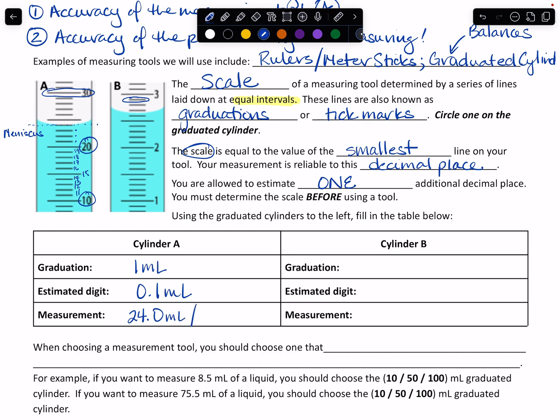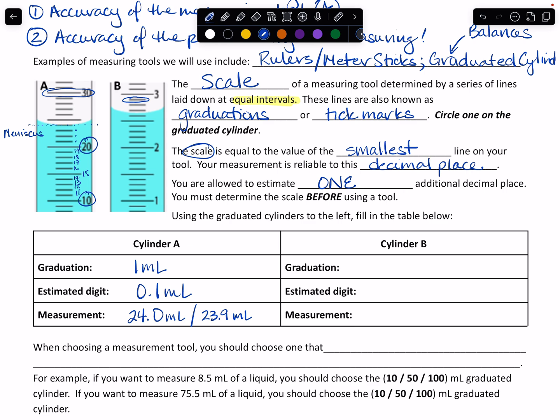Now, maybe you see it slightly differently and you say, well, I think it's at 23.9 milliliters. Or maybe someone else looks at it and says they think it's at 24.1 milliliters. And so you can see that this is where the uncertainty of our measurements come into play.